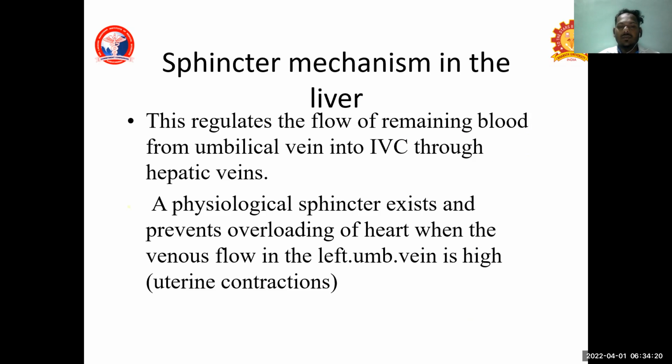Sphincter mechanism in the liver. This mechanism regulates the flow of the remaining blood from the umbilical vein into the IVC through hepatic veins. This physiological sphincter exists and prevents overloading of the heart when the venous flow in the left umbilical vein is high. That is, during uterine contraction, this physiological sphincter prevents overloading of the fetal heart.